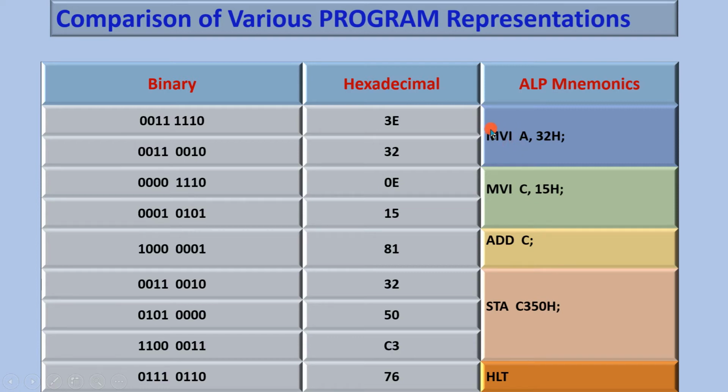So while you read this code, you should get a hint of the kind of operation this instruction performs. So if you read MVI, MV means move, I for immediate.